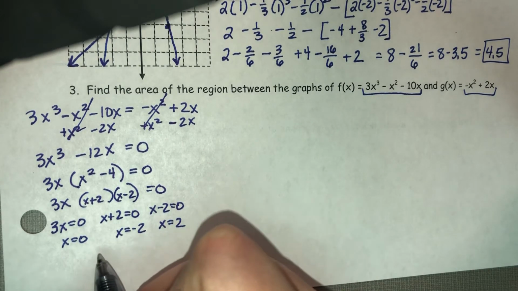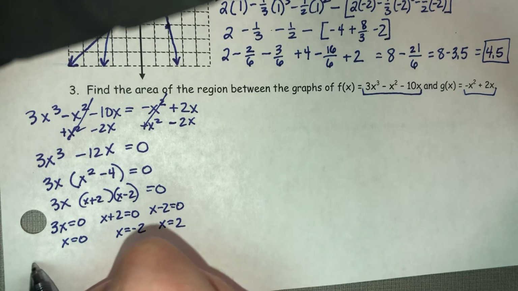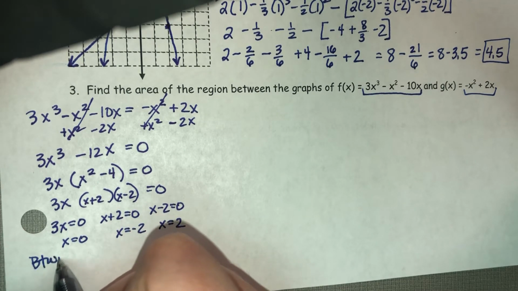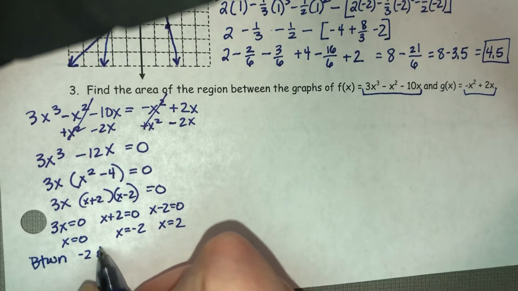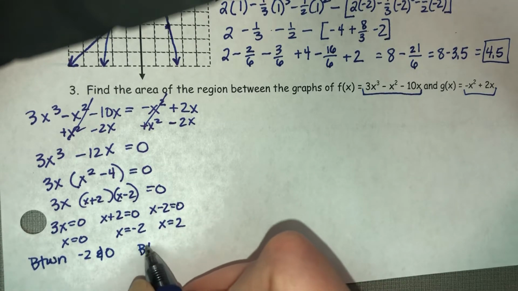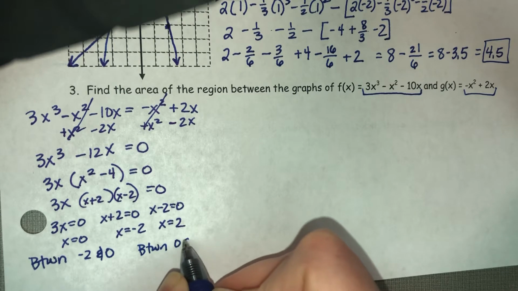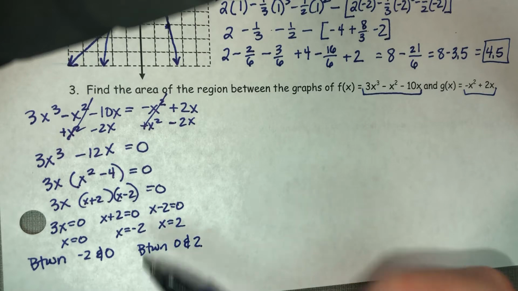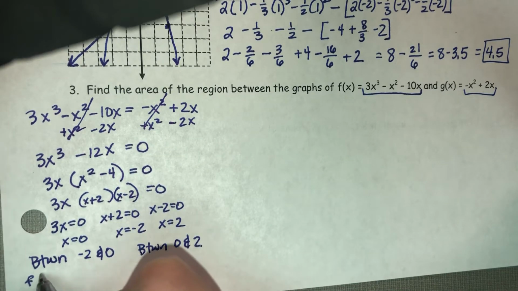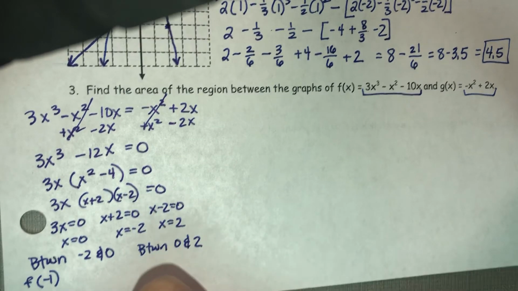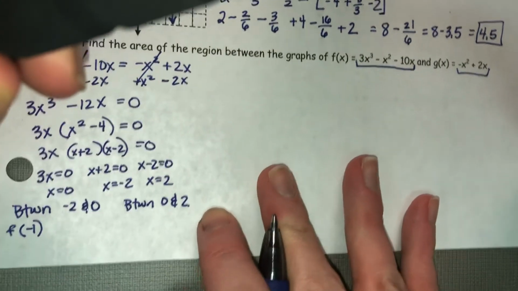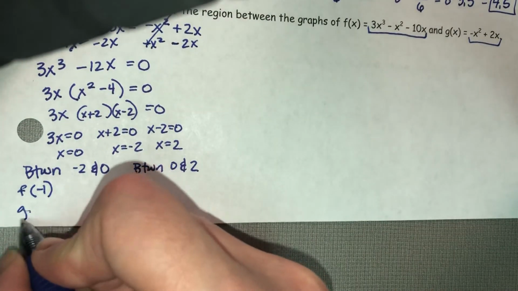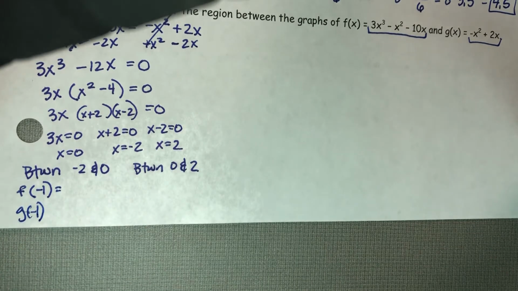So I need to pick a value between negative 2 and 0, and a number between 0 and 2, and substitute them into both equations to see which one is higher than the other. So whichever one has the greater y value when I sub that number in. So let's do f of negative 1 and scoot this down a little, g of negative 1, and see what those come out to.